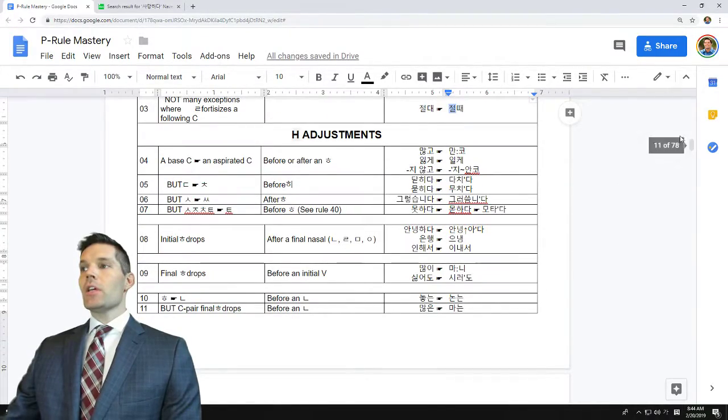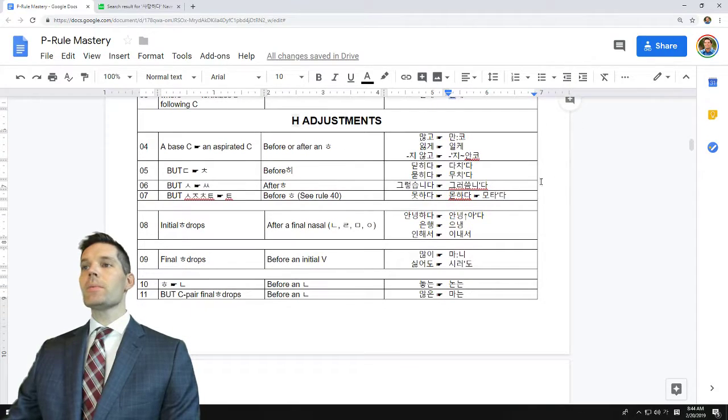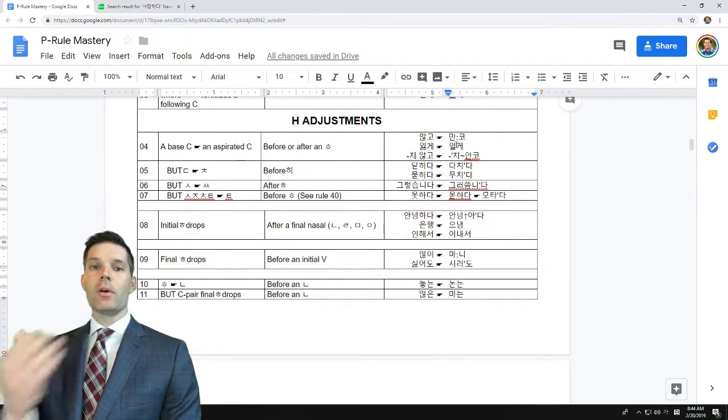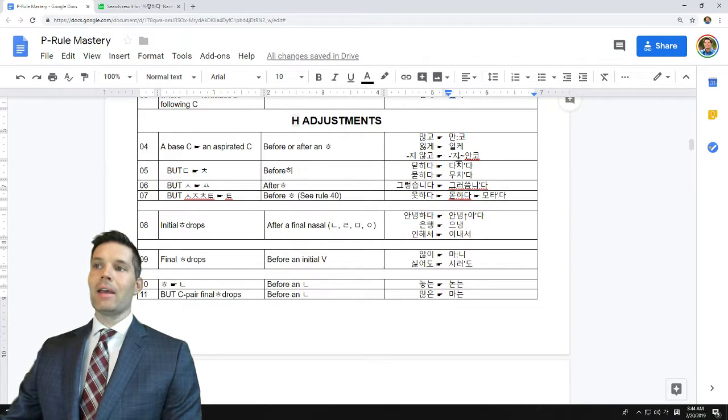For H adjustments here, these are things that have to do with the H sound. So 많고. This is kind of an interesting one. If you have an H sound before a 기억 sound, then it's going to become aspirated. So that's when you can feel it, right? 많고, 잃지 않고, right? So that's one to be aware of.